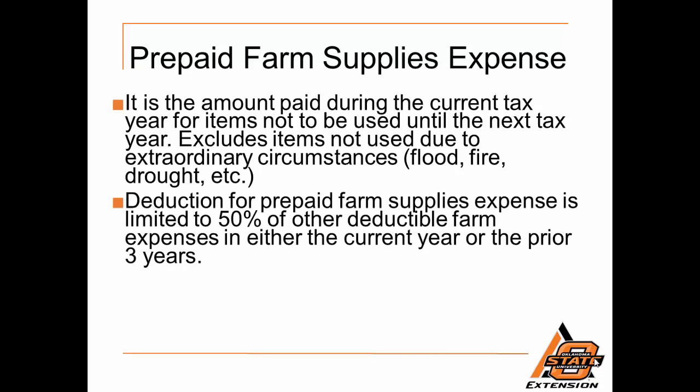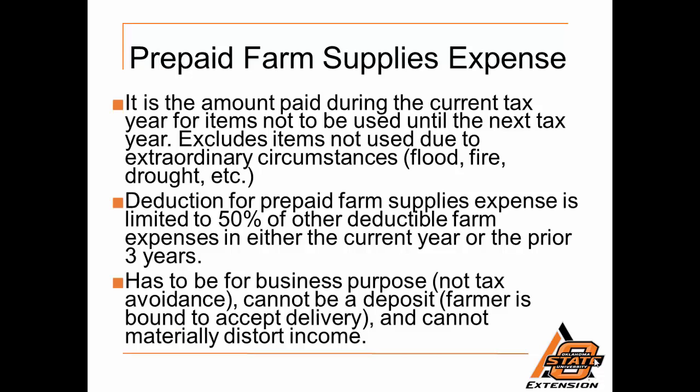The deduction for prepaid farm supplies is limited to 50% of the other farm deductible expenses in the current year, or an average of the prior 3 years. So you've got to look at the current year or the last 3 to get an idea of how much of that deduction is allowed and then how much of it will be prepaid. And again, limited to 50% of the deductible farm expenses.